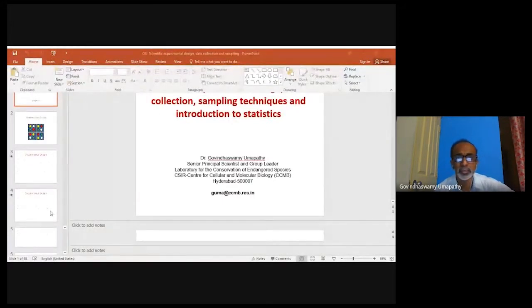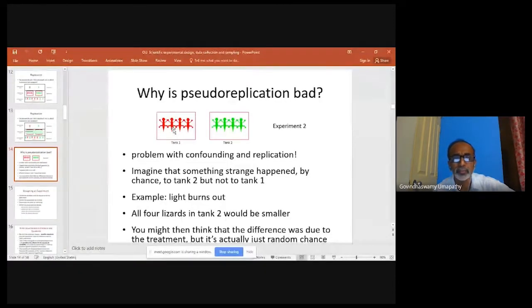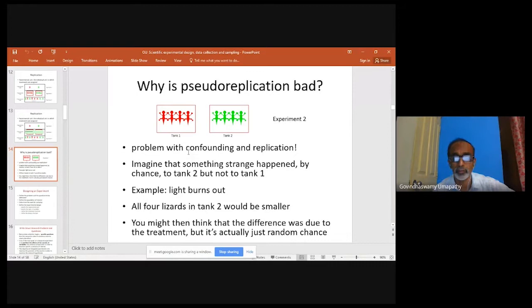That's what I want to tell you. If, for example, a particular light is not working or water is not available here, the entire experiment, in this tank and this tank, will have a compounding effect, which is not independently taken up. So you should be very careful when we do such experiments.